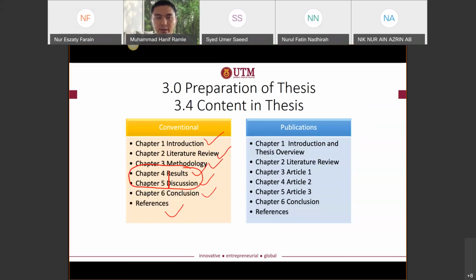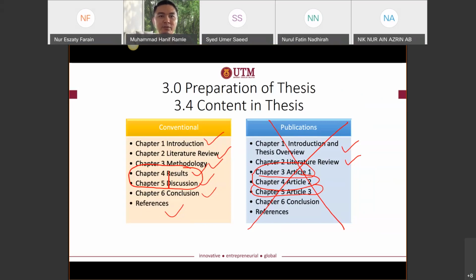And another way is based on publication. You can prepare the thesis based on your publications. The first chapter is the introduction, thesis overview, and the review, and the next chapters are regarding your publications. If you have 3 articles, then you can put 3 chapters in your thesis. And this is also subjective. For me, my opinion, I don't like to have this one, honestly.